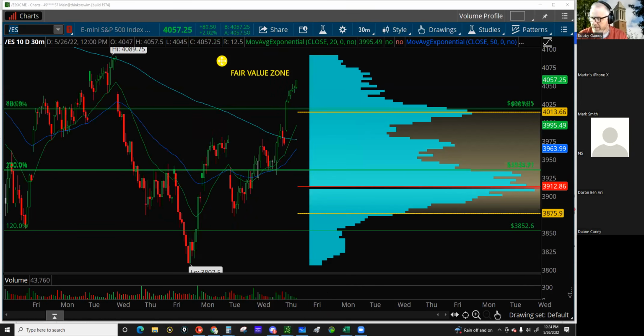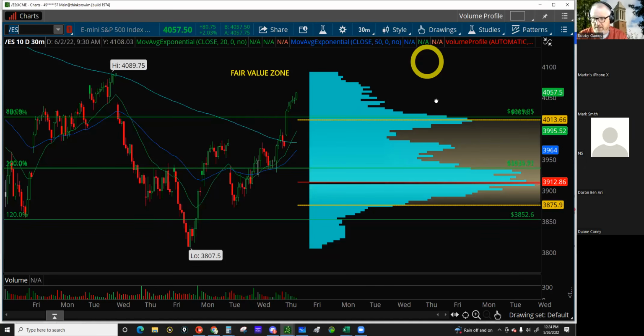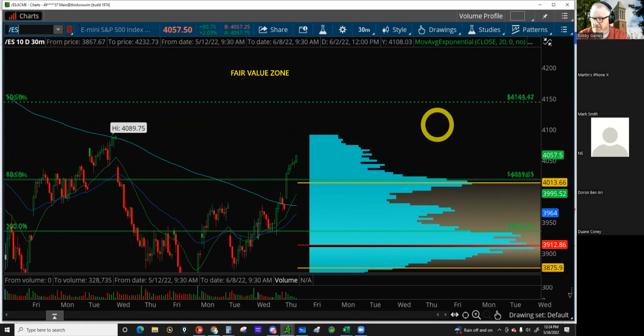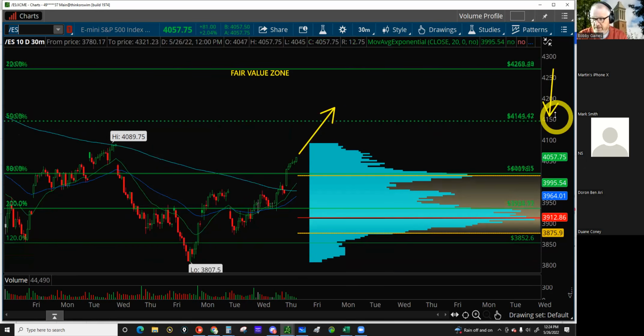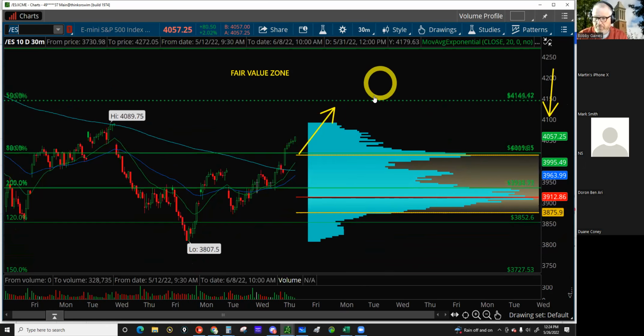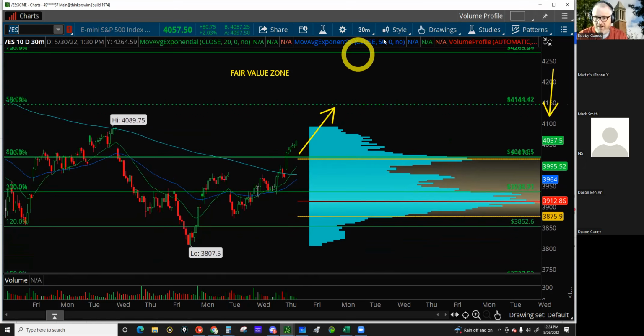And based on what we're seeing, wouldn't surprise us to go even to the top of this thing, right? Wouldn't surprise us to see a revisiting of this 4150 area, right? So it wouldn't surprise us at all to see a 4150. And then it wouldn't surprise us to even see a visit to the top of the fair value zone, which would be around the 4268. Everyone sees where I get there, right? Wouldn't surprise us at all to see that.